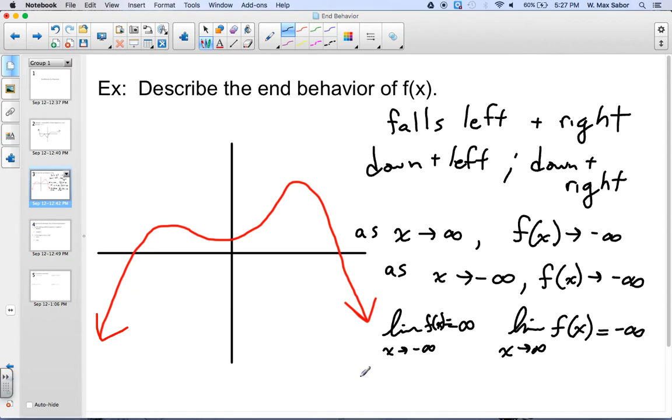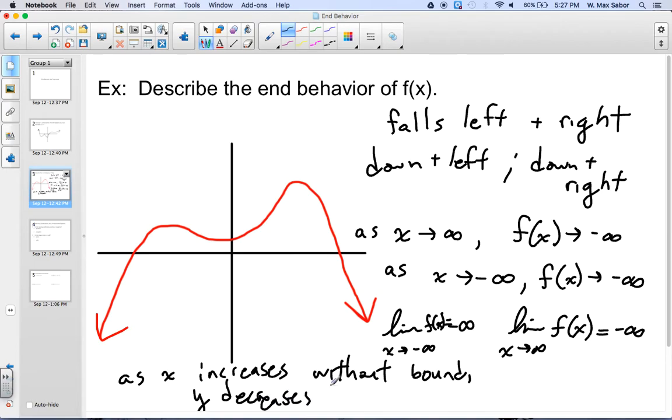The last way is to say that as x increases without bound, and bound means that it's stopping or slowing down, as there's no boundary. As x increases without bound, it keeps going closer and closer to infinity. Y decreases. And of course we want to say that it continues on to infinity without bound. And then we'd say the same thing on the left, that as x decreases without bound, y decreases without bound.